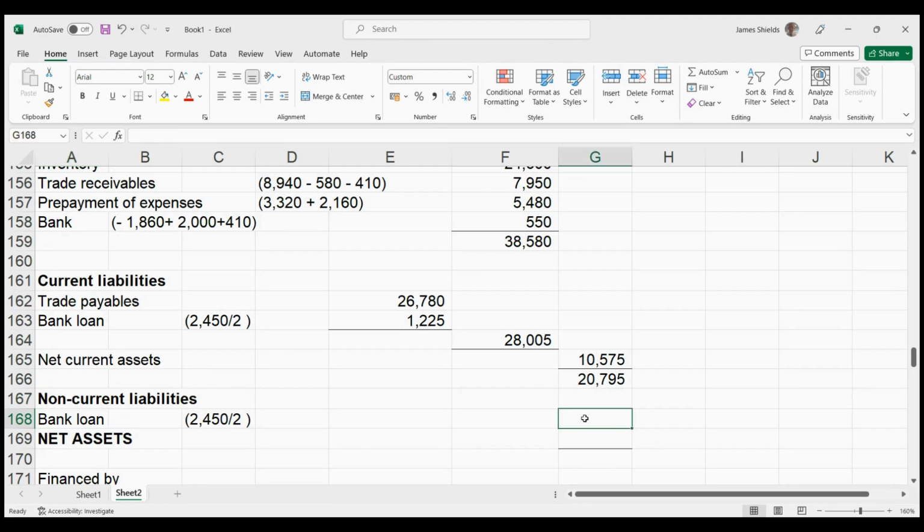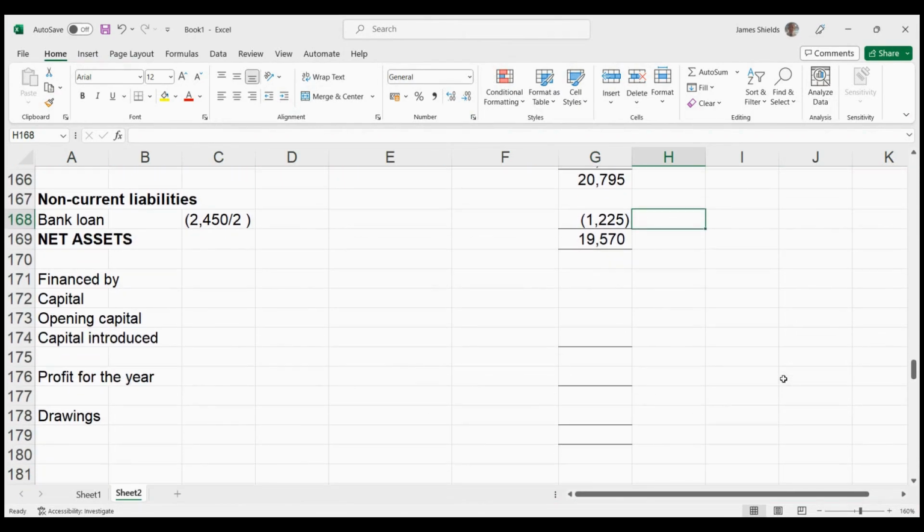And that's going to be the 2,450 divided by 2 of 1,225. Now, let me just put it in brackets so we don't get confused. So we're going to take that away. So our net assets now will be the £20,795, subtract the £1,225 to give us £19,570.